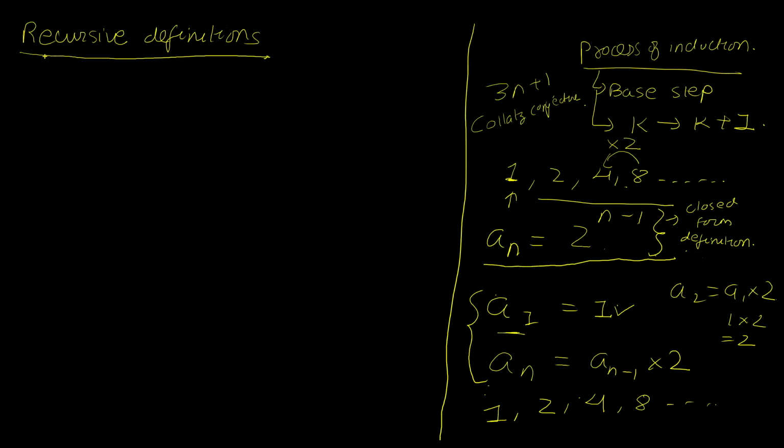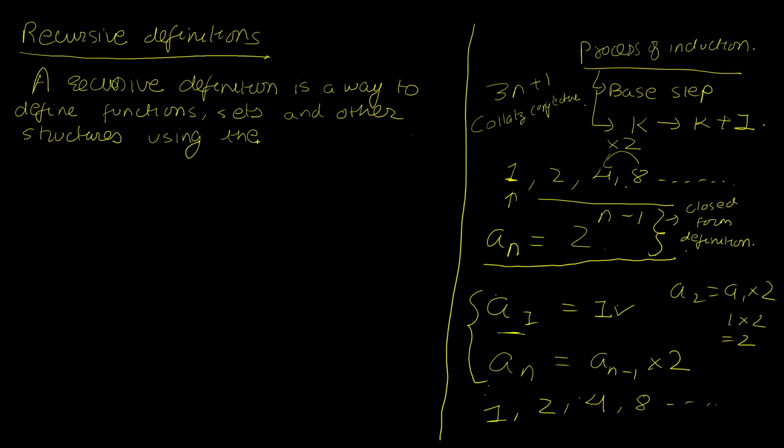And one last thing before we have a look at recursive definitions, it's not the case that it just applies for sequences. We could have recursively defined functions, we could have recursively defined sets, and we could have high-level concepts and structures that are just recursive in nature. For example, trees. So a recursive definition is a way to define a function, set, or structure using the following.